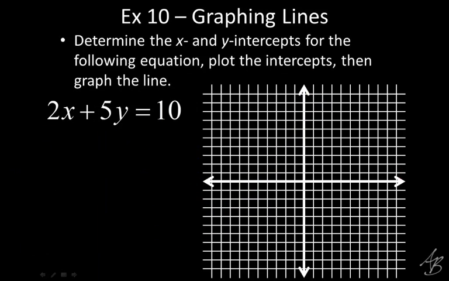All right, so go ahead and try this example on your own. This is the last example there. So make sure you leave yourself enough space. There's not much there. And you want to set x equal to 0, set y equal to 0, solve for the other one, write the ordered pairs, plot those in the coordinate plane, and then draw your line.